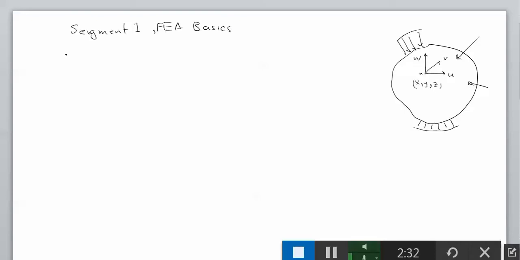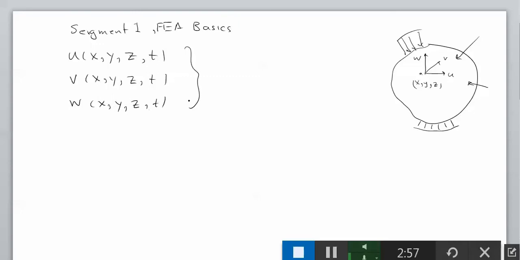Now, u depends on the point that you take, and incidentally, it also depends on time if you're dealing with a transient problem. And v, the same thing. It depends on x, y, z, and t. And finally, w is x, y, z, and t. So FEA will give us approximation to these values at any time.